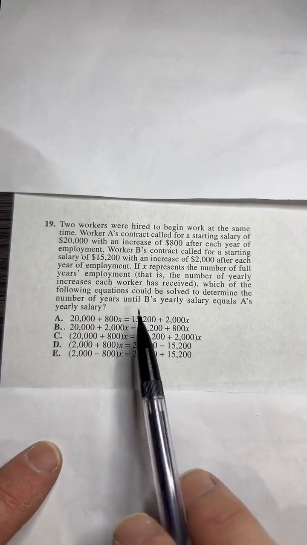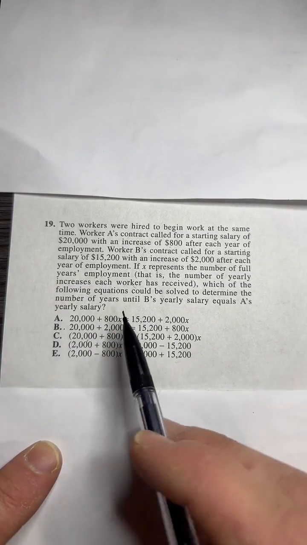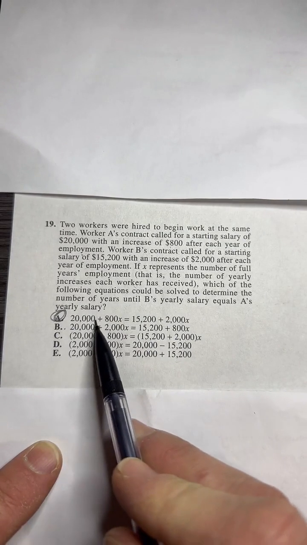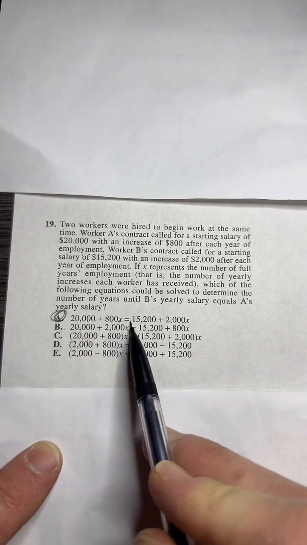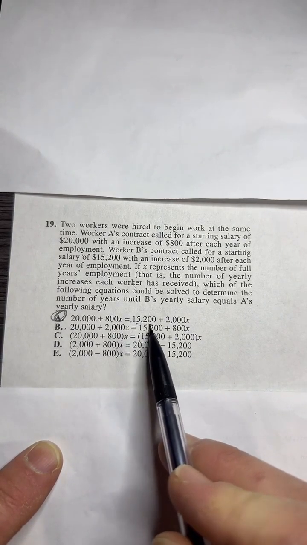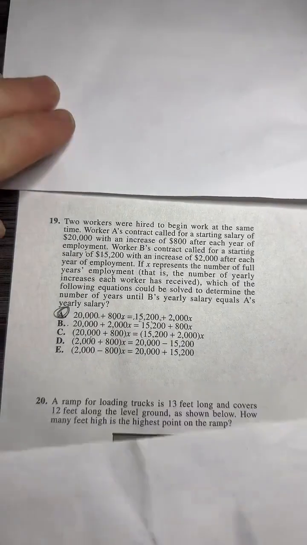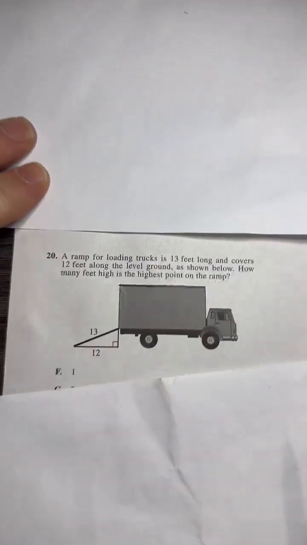All right, when are they going to equal each other? I mean, this one pops right off the page. Okay, it's A. We got 20 grand plus 800 per year. When is that going to equal 15,200 plus 2 grand per year? 2 grand per year. All right, next one.